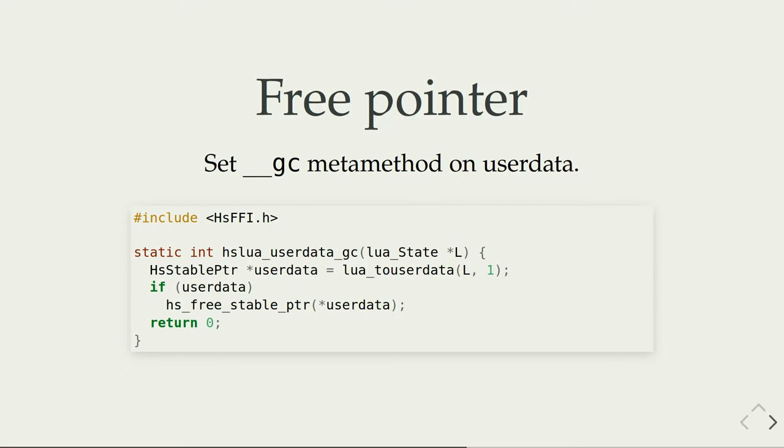We get the stable pointer out of the user data. We make sure that we didn't make a mistake and this was called on something that is not a user data, in which case we just ignore that. But if there is a user data and it points to a stable pointer, then we free that stable pointer. So we can use stable pointers in Lua, which is beautiful.